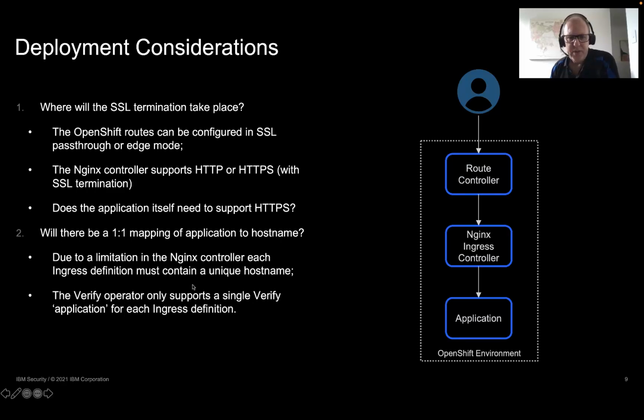As a result of this, it's going to be much easier in your environment if you have a one-to-one mapping of application to host name. In other words, each application has a single ingress definition, and that ingress definition contains a unique host name which is going to be used to access the application via the OpenShift route controller.